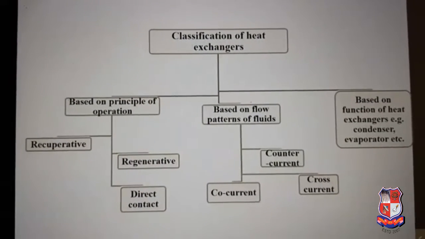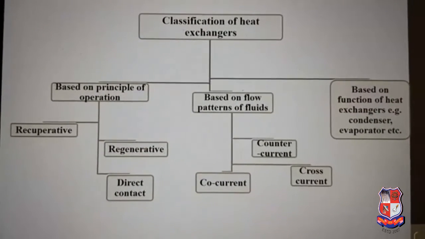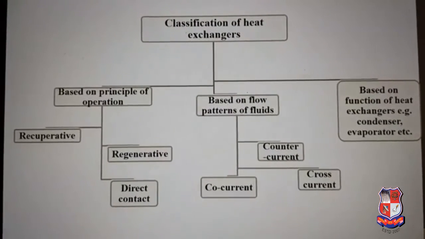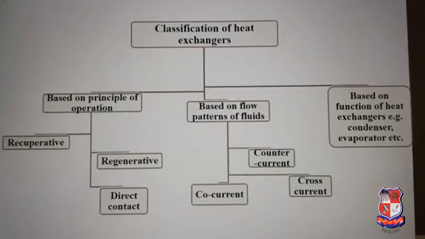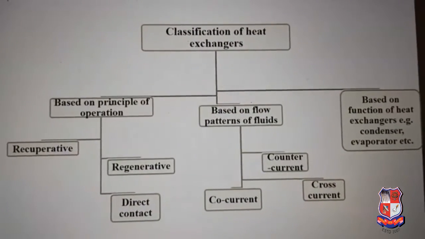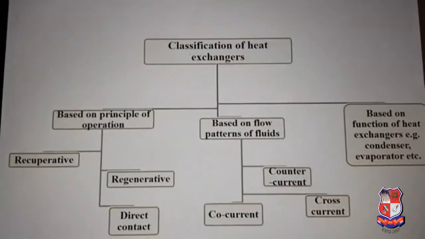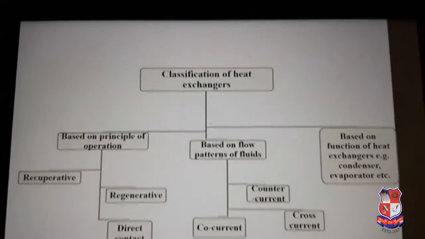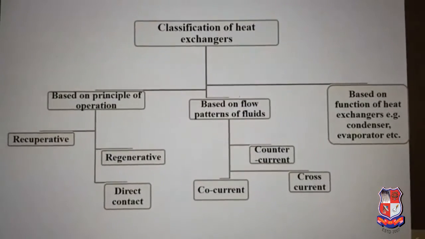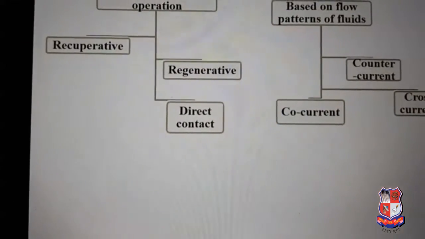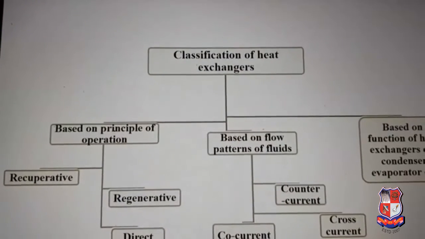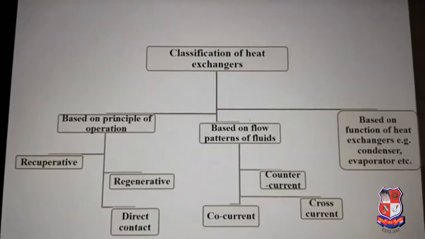Now the next slide is our classification of heat exchangers. We can classify heat exchangers based on three main principles. First, based on the principle of operation, second, based on flow patterns, and third, based on the function of heat exchangers. If we see heat exchangers based on principle of operation, there are three types: recuperative, regenerative, and direct contact type. Recuperative type is the heat exchanger in which the hot and cold fluid are separated by a wall through which the heat exchange takes place.